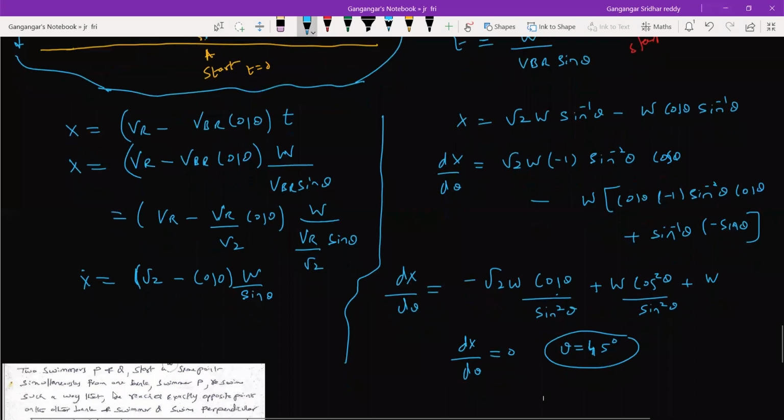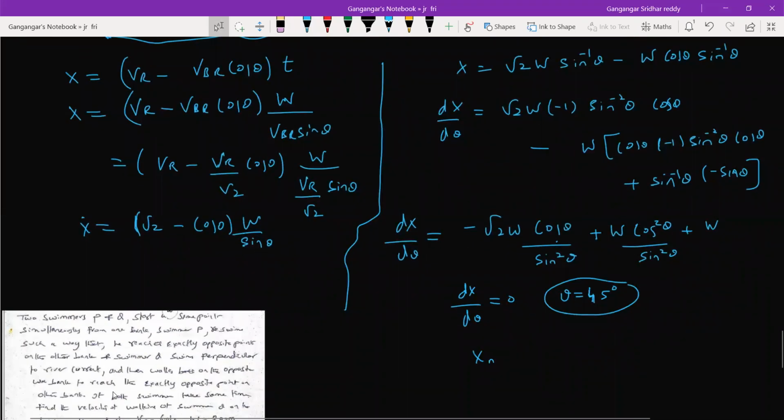You have to substitute the value of theta in this equation. Root 2 cos 45, W by cos 45. W by root 2. This will be our answer.